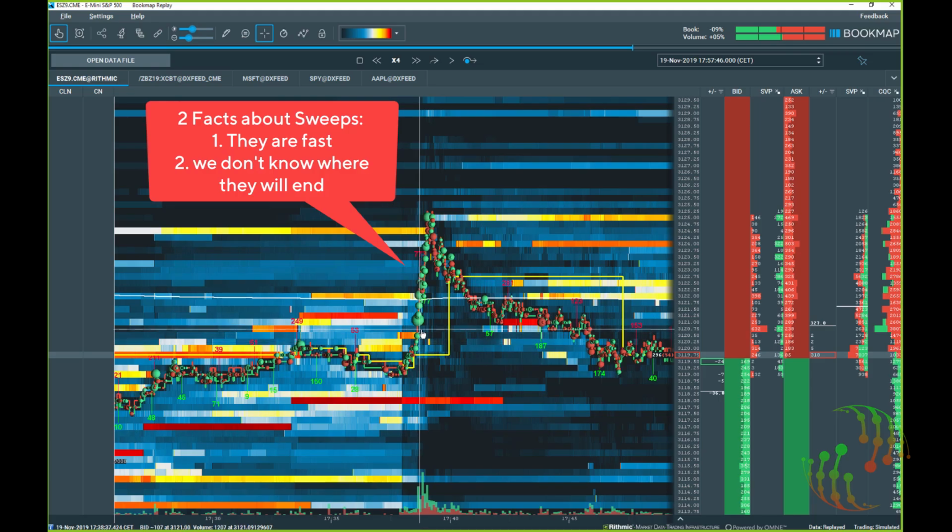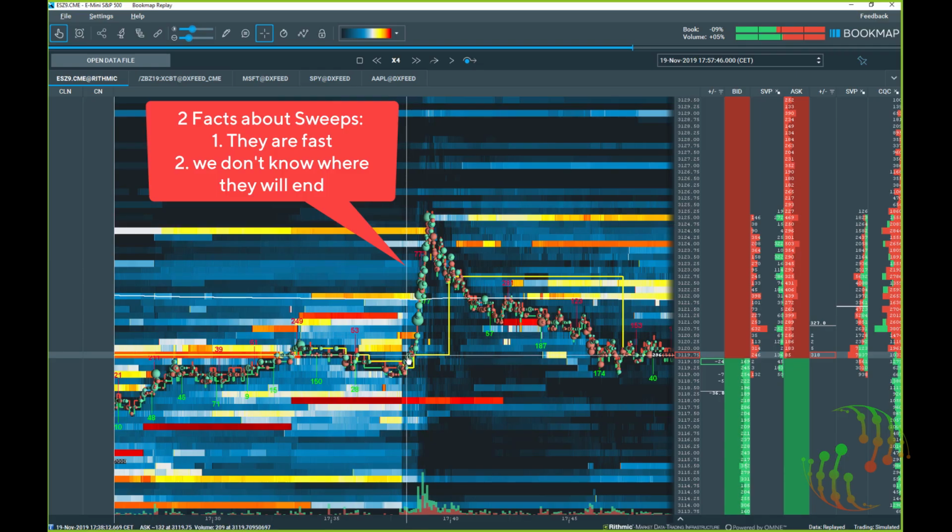But the second difficulty with these sweeps is it's really hard to say where these moves end. Where's the end of the move? Is it here? Is it here? Is it here? Really, really hard to judge. Really hard to say, okay, that's the end of the move. We have two uncertainties here. First of all, the speed of the move, and the second is that we don't know where the move ends. These are facts. We can't ignore them.